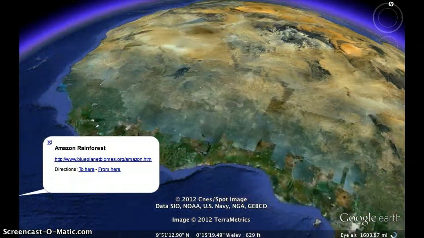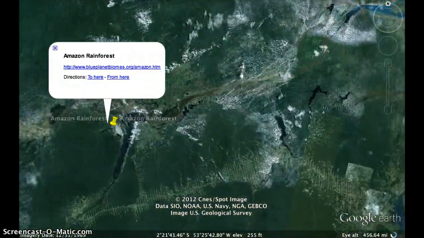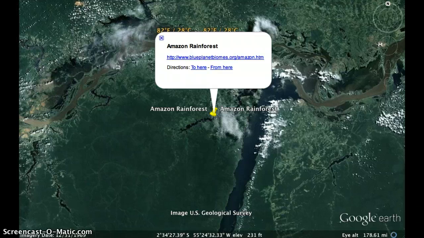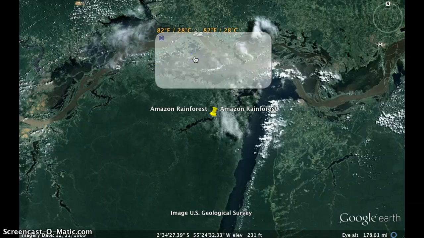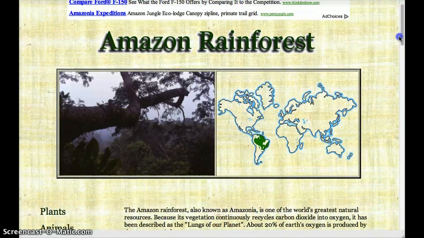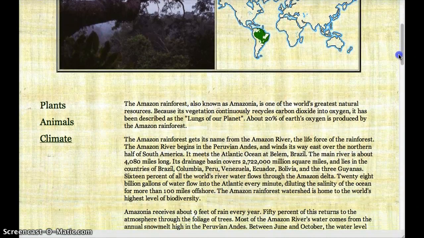Now the Amazon rainforest is different than those other two places because the Amazon rainforest has a lot of rain, so it has a lot of vegetation. It is also near the Amazon River, which is very large, and it's very, very nourishing. We're going to go ahead and take a look at this website. This website gives us a basis of what we learn about the Amazon.